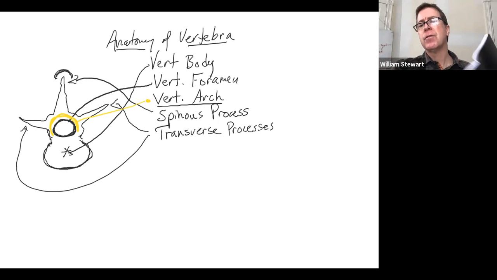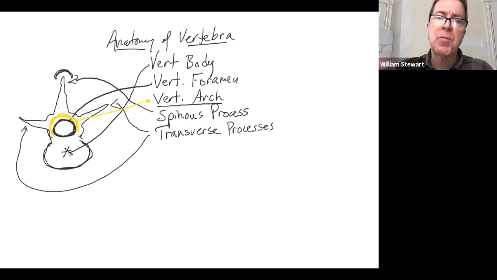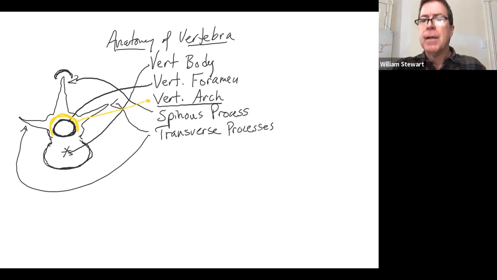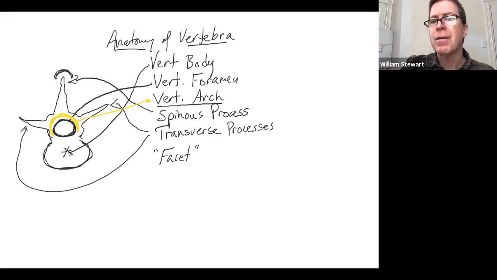Like I said, you don't have to learn all of the different notches and spaces that are created by the interlocking vertebrae. We just don't have time for that in this class. If you see or read the word facet, that's important to know what that means. A facet is an articular surface.